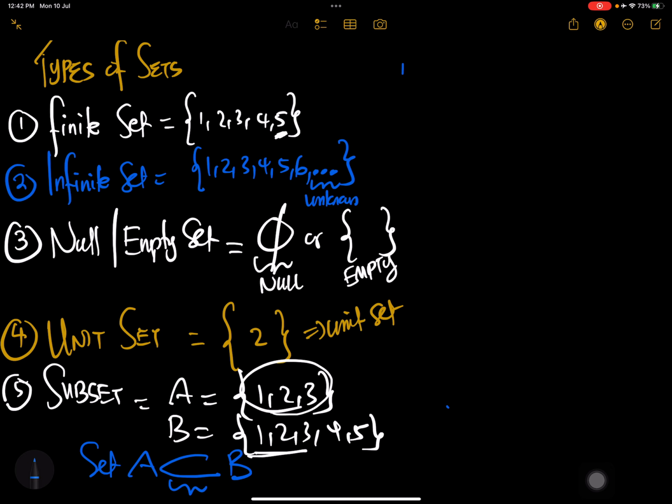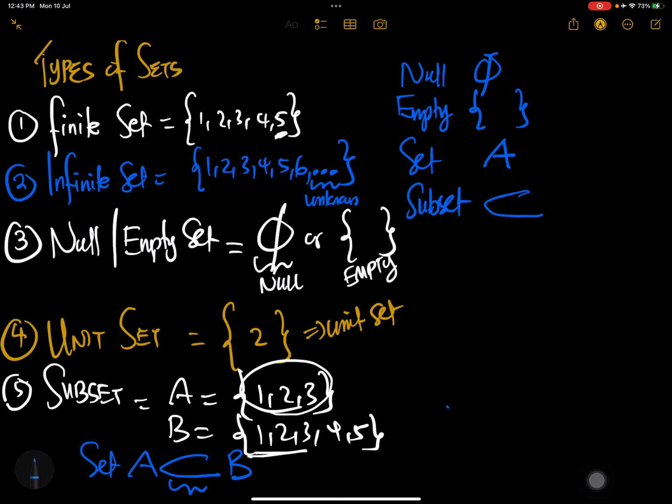In as much as we have the null, which we said is this, and the empty set, which is that, we said that a set can be denoted with a capital letter. Same way, when we talk about a subset, we are looking at this symbol right here. I hope that is clear so far.